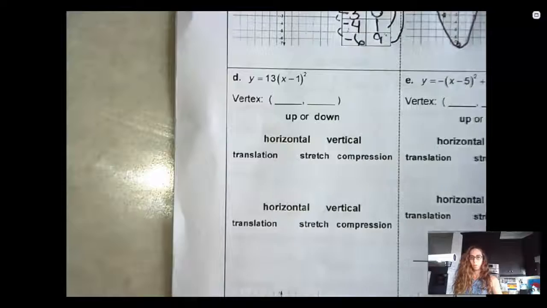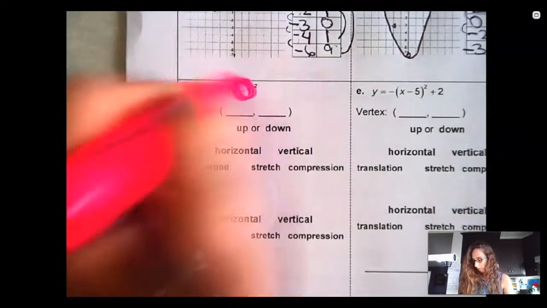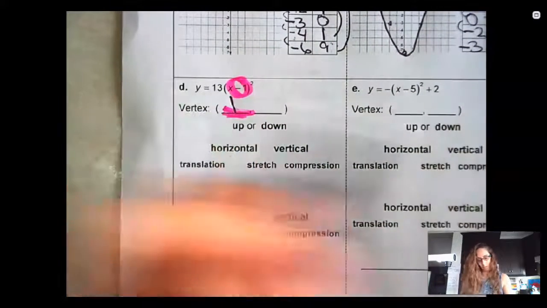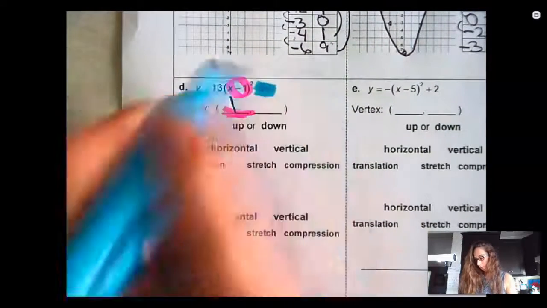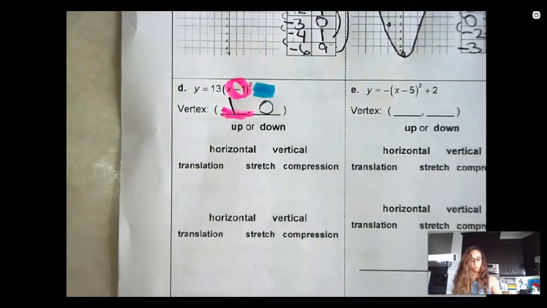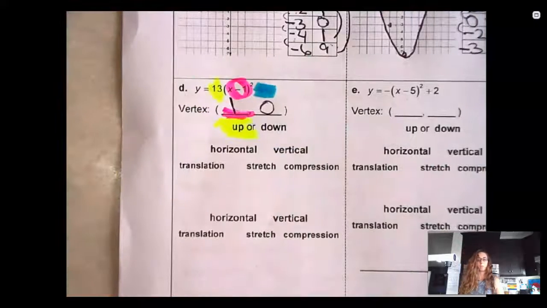Okay, one sec. Okay, vertex. Remember what the vertex is. It's the one that's being added or subtracted when it's with the x. Not a straight shooter. 1. And then there's nothing out here, so that would be a 0. So I got the vertex. Now how do I decide if it's going up or down? What's in front? It's positive. It's going up.